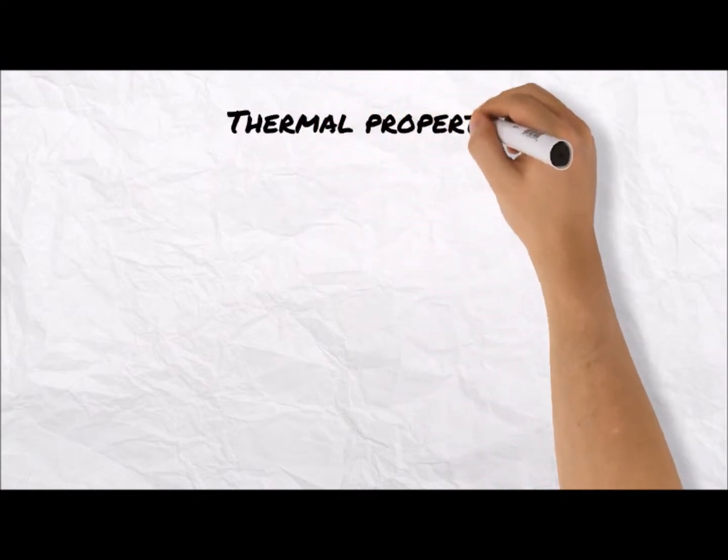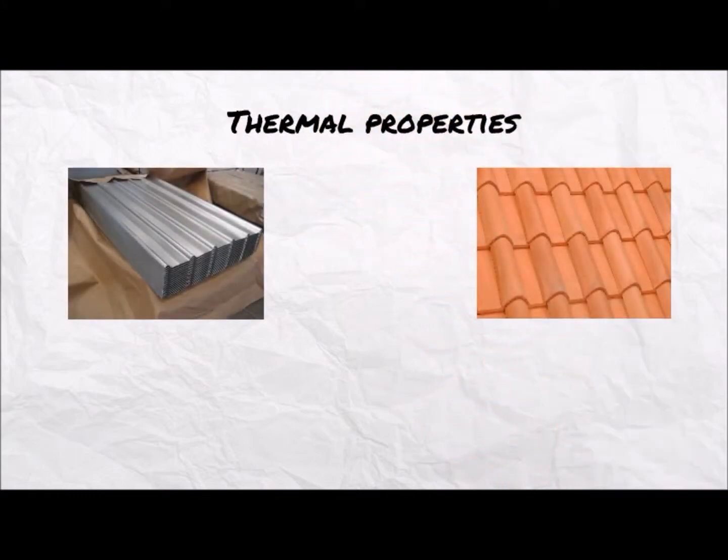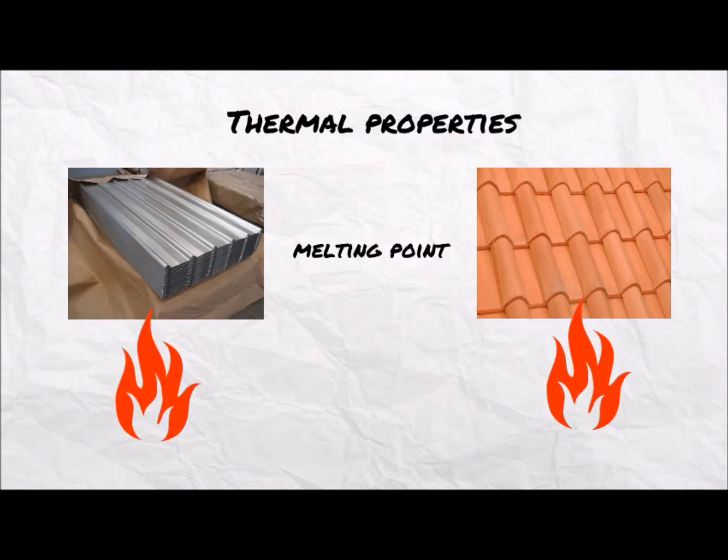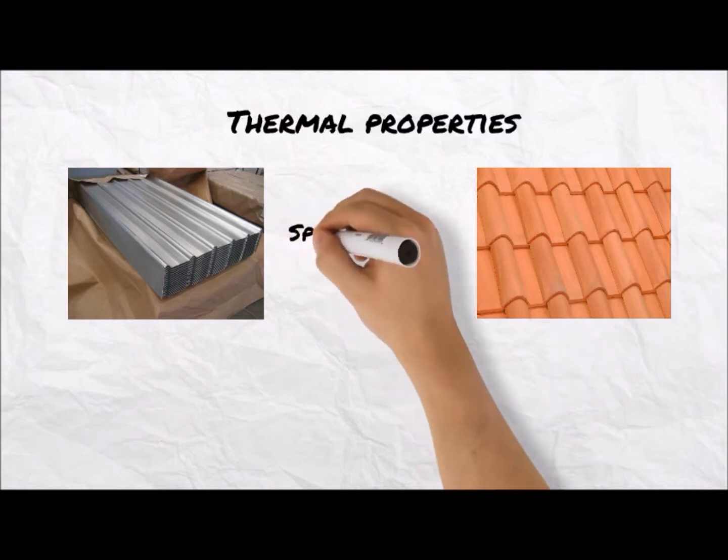The next thing I would like to discuss is thermal property. Zinc roof tile has a melting point around 700 Fahrenheit, while clay roof tile has a melting point around 2300 Fahrenheit. When both materials are placed near a fire source, zinc roof tile will melt first, which means clay roof tile has a higher fire resistance.